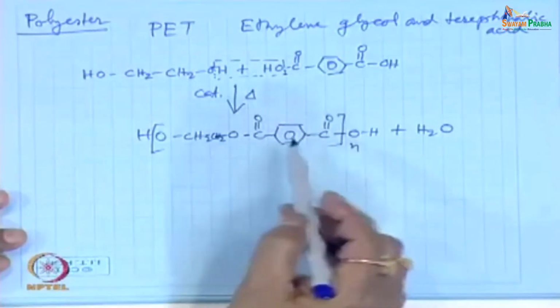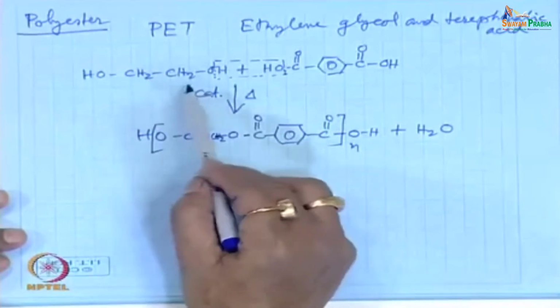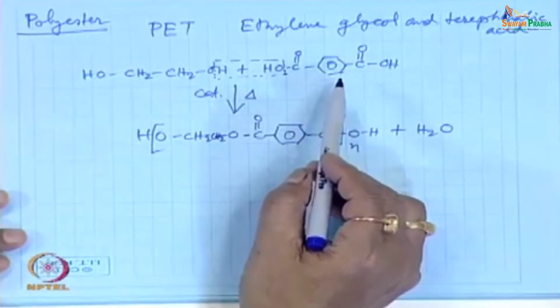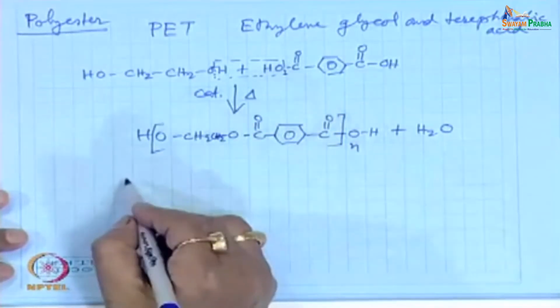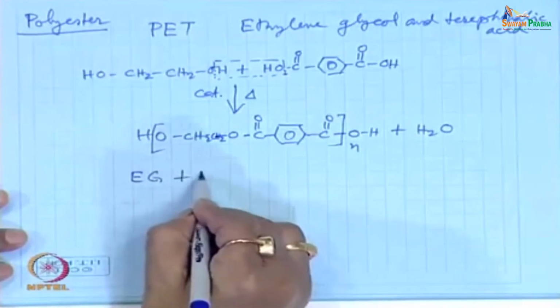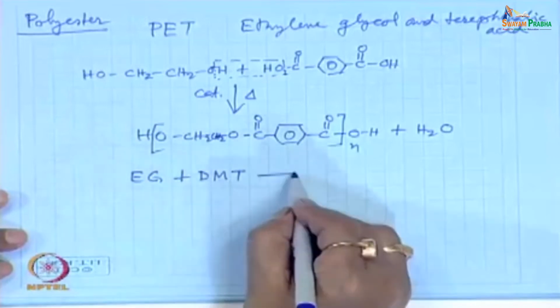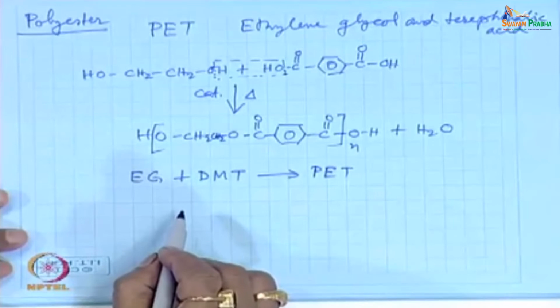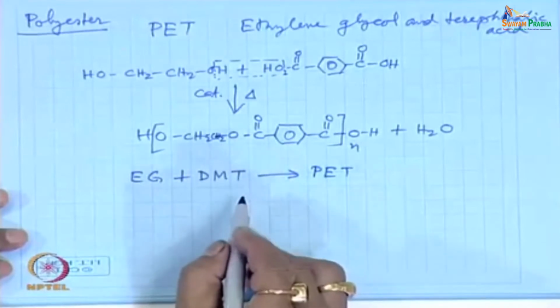This polymer can also be made by the reaction of ethylene glycol and dimethyl terephthalate by ester interchange reaction. You can take ethylene glycol, EG, and DMT, dimethyl terephthalate, you will get the same PET polymer. This is a polyester. This is a saturated polyester, you can have unsaturated polyester too.